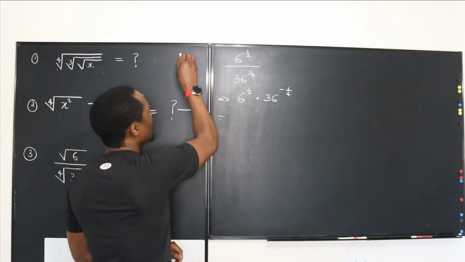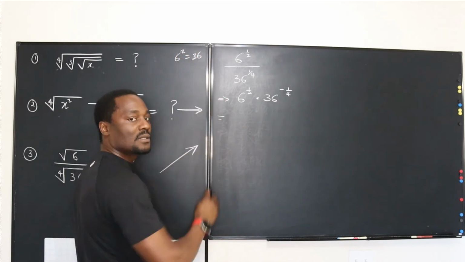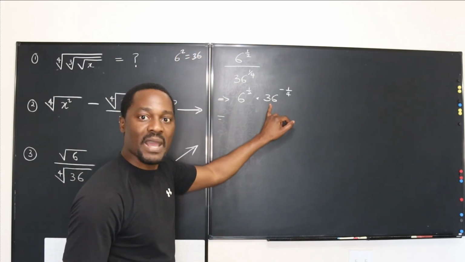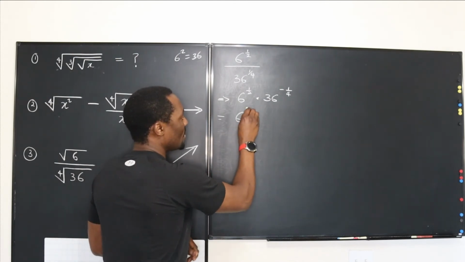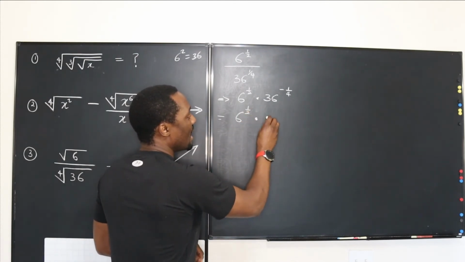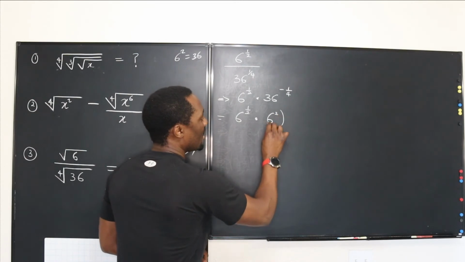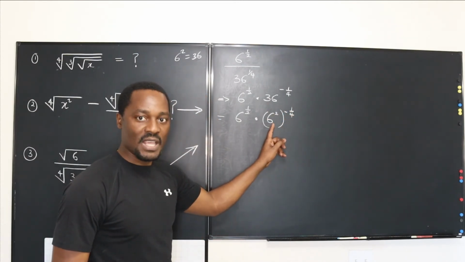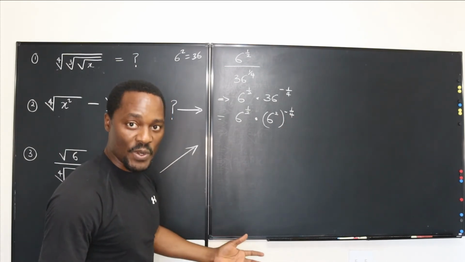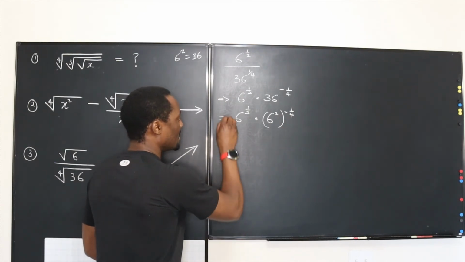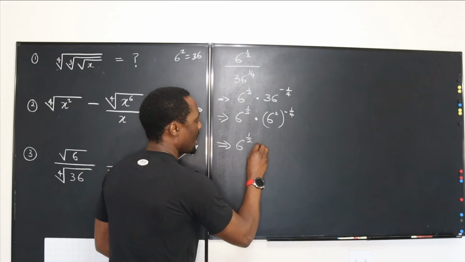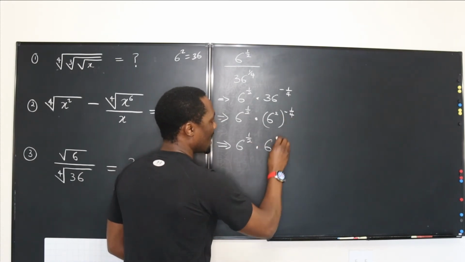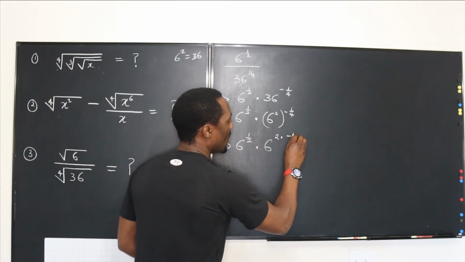Remember that 6 squared is 36. 6 times 6 is 36. So that's what you're expected to use here. So we're going to write this as 6 to the 1/2 multiplied by 6 squared raised to negative 1 over 4. You see how I've changed this 36 to this? Now you can multiply the exponents according to that rule, which will now give us 6 to the 1/2 times 6 to the 2 times negative 1 over 4.